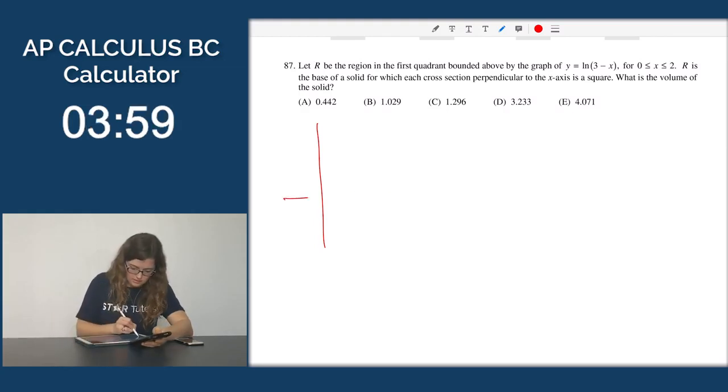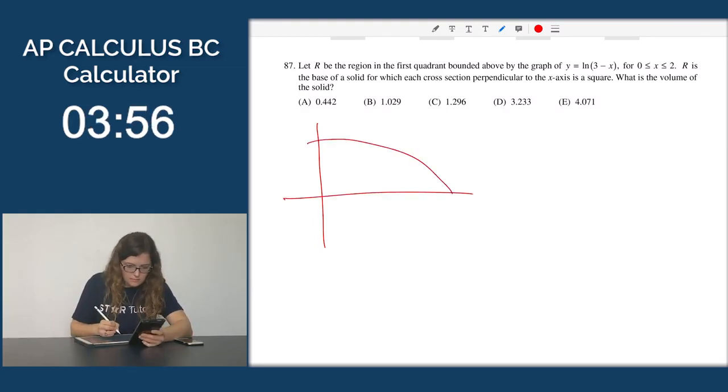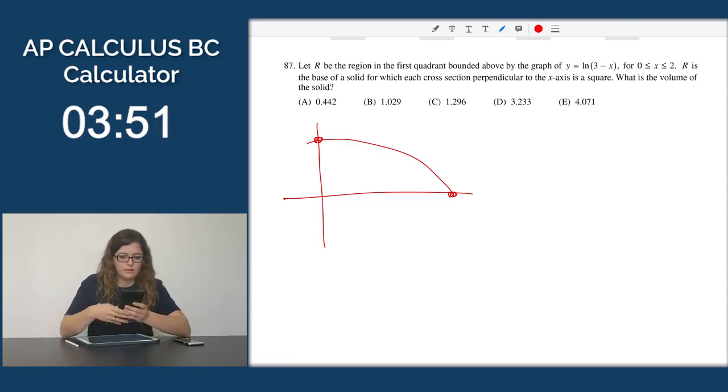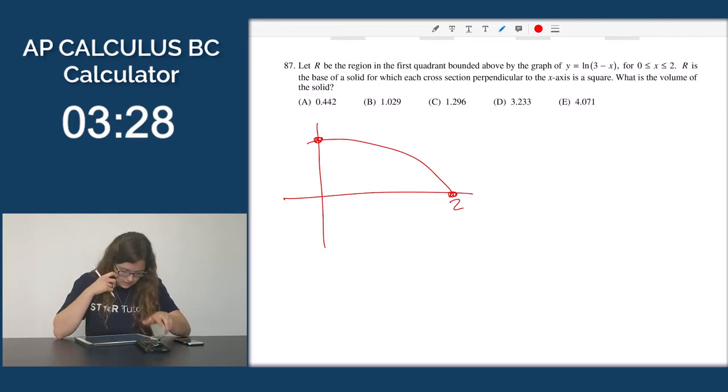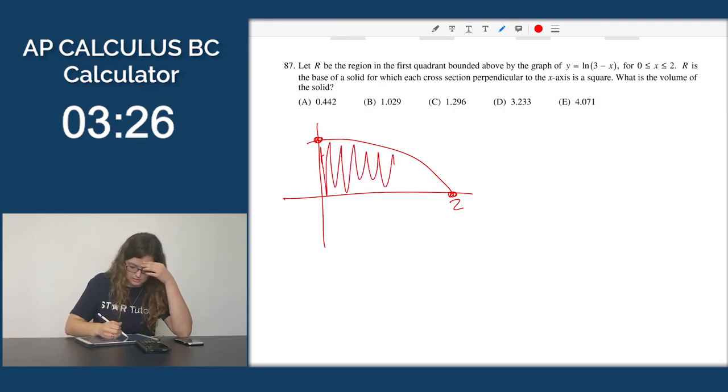Okay, so it looks like this. Between 0 and 2. I'm just changing my window so I have a better view of it. Yeah, so it looks like it crosses at 2. So if you plug in 2, you get natural log of 1, which is 0. So it does cross here at 2. So this is our region. It's bounded above by this graph, and it's in the first quadrant. So we're just looking at this. This is our R that I've shaded here.